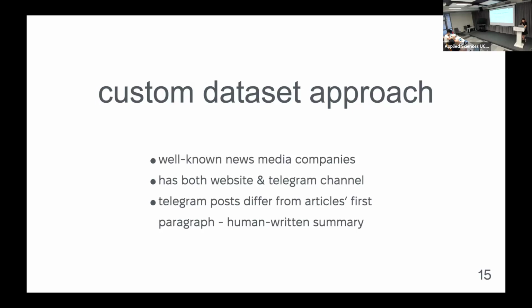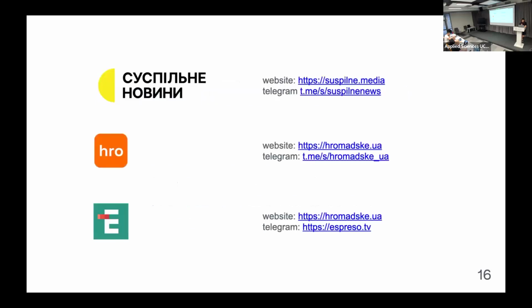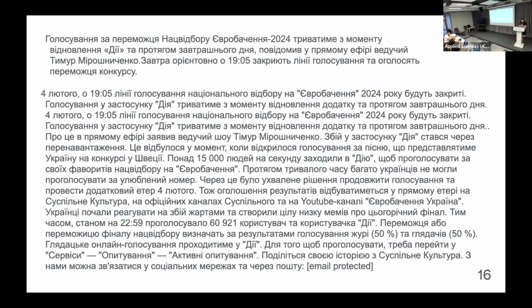And one of the criteria also was that the summary was not just a repetition of the leading paragraph of the article, because it was also present in some cases. The selected were Суспільне новини, Громадське and Espresso. And this is an example of a summary article pair that was generated.